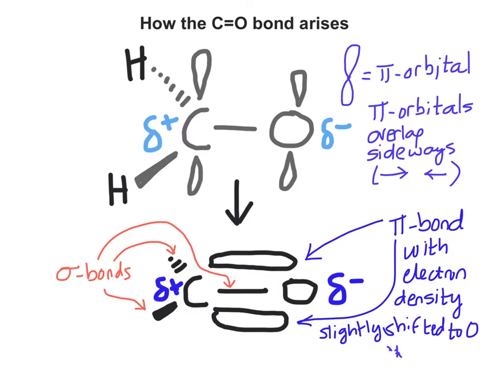And if you notice, the electron density of the pi bond is slightly shifted towards the oxygen because the oxygen is more electronegative. It carries the delta negative sign, so it's a dipole. And we have sigma bonds, I should say, around the carbon, 2 at one end which will be bonded to other atoms, and then there's 1 between the carbon and the oxygen. So what does this give us in total?